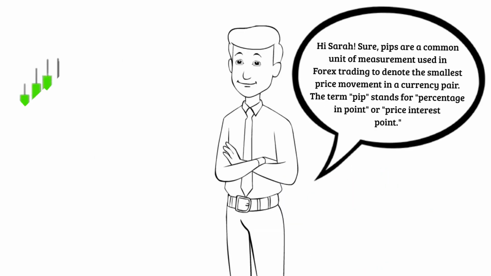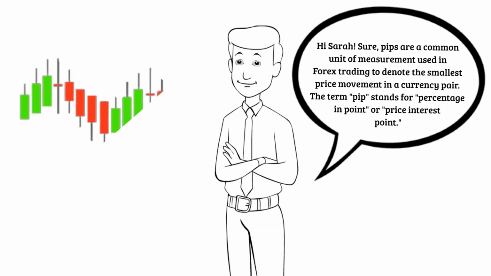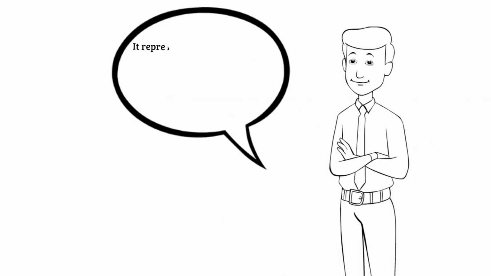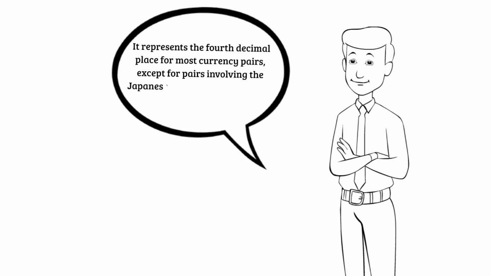Hi Sarah. Sure. Pips are a common unit of measurement used in Forex trading to denote the smallest price movement in a currency pair. The term pip stands for percentage in point, or price interest point. It represents the 4th decimal place for most currency pairs, except for pairs involving the Japanese yen, where it represents the 2nd decimal place.